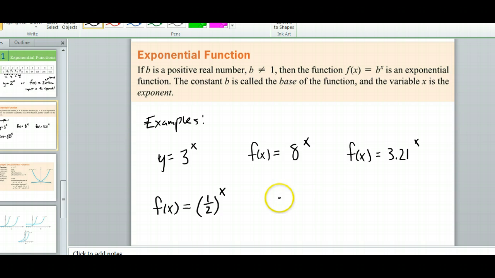And then later on we'll see things like where the x, the input, gets multiplied by something. So we might see something like 5.2 to the negative 3x, something like that. As long as the variable's in the exponent, then we're dealing with an exponential function.